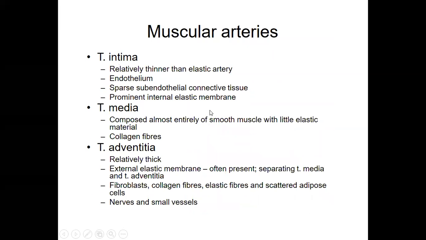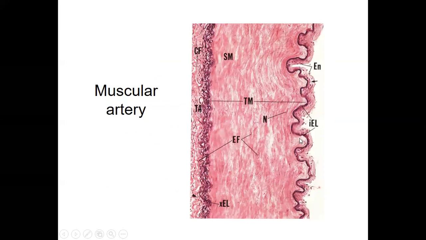Okay, and for the muscular artery, the tunica intima is relatively thinner, thinner than the elastic artery. It also has the endothelium layer, but the subendothelial connective tissue is sparse. How we know that this artery belongs to the muscular artery is because you can see there is a prominent internal elastic membrane. It's very obvious. You can see the one line. This is the internal elastic lamina.